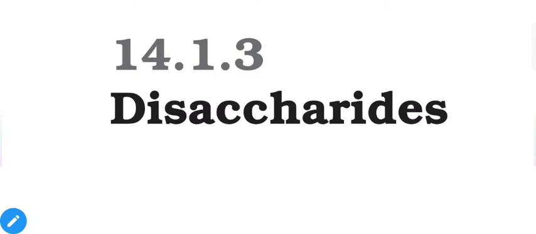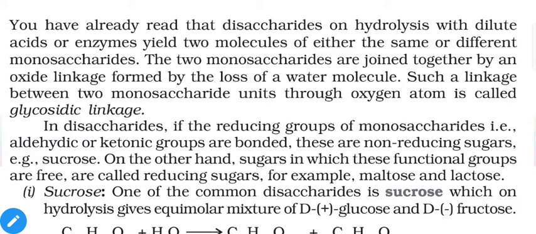Now let's talk about some important disaccharides. As the name suggests, and as we know, disaccharides on hydrolysis with dilute acid or enzyme yield two monosaccharides, and these monosaccharides can be the same or different depending on the type of disaccharide. In laboratories we generally use dilute acid, and inside the body enzymes are used for the same type of reaction, and you will learn about it in this unit and some other units.